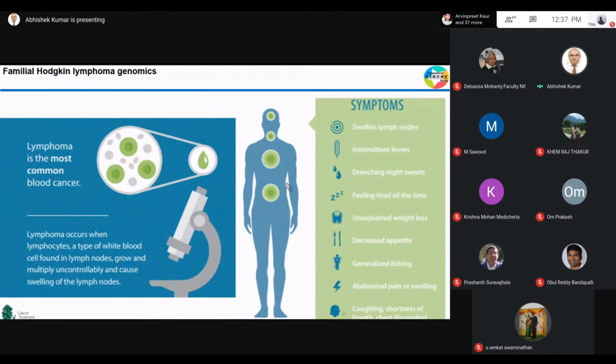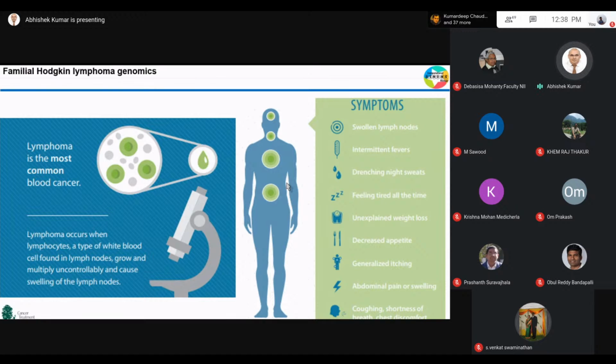And some of you might want to know what lymphoma is. Lymphoma is the most common blood cancer, a cancer of white blood cells in the lymph node. And these are the symptoms. Cancer is a very dangerous disease, so whenever I'm discussing science, I'm also discussing symptoms, because some of you want to know. So it's a swelling of lymph nodes. You get fever, night sweats, tiredness, excessive weight loss, no appetite for food, and body itching, abnormal pain and swelling, coughing.